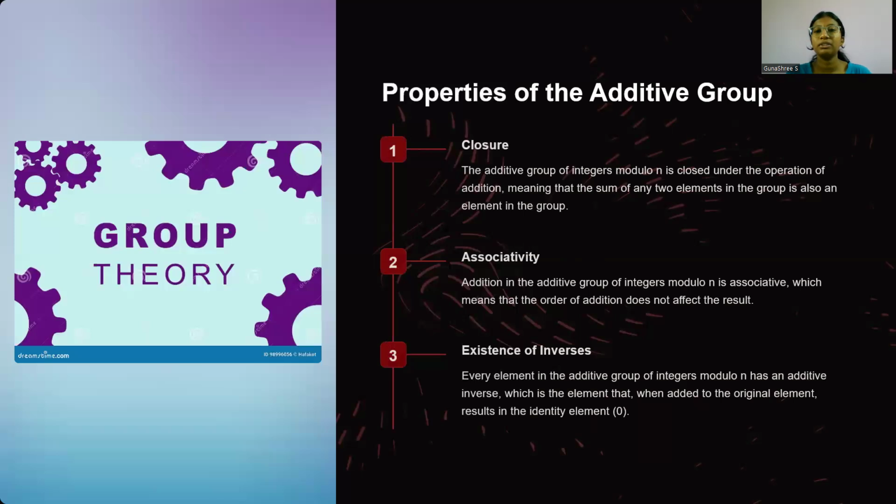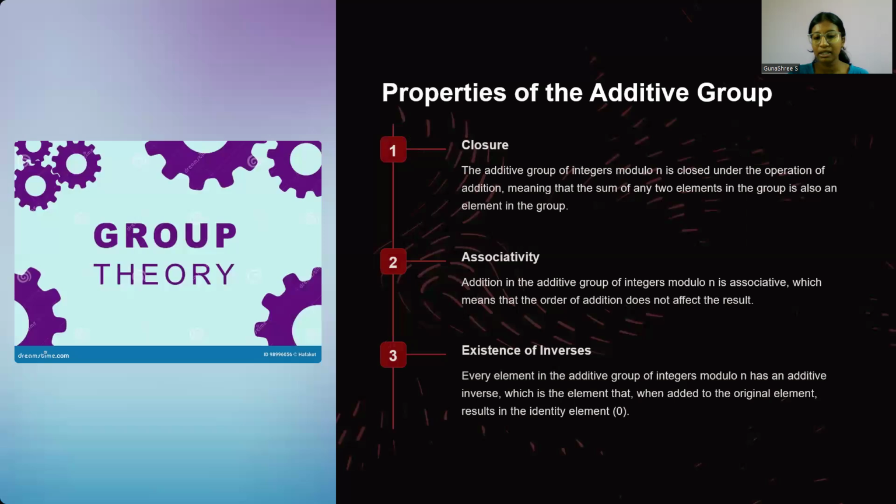Next one is associativity. Addition in the additive group of integers modulo n is associative, stating that the order of the addition will not affect the result. Moving on to the existence of inverses. Each and every element present in the additive group of integers modulo n has an additive inverse, which is the element that when added to the original element results in the identity element 0. So here the identity element is 0.